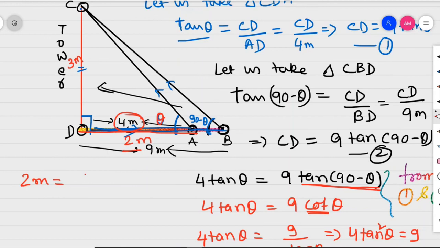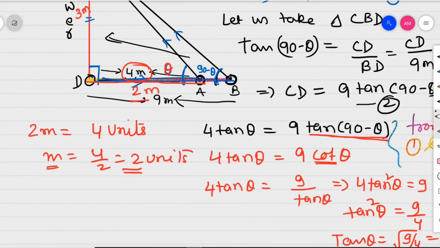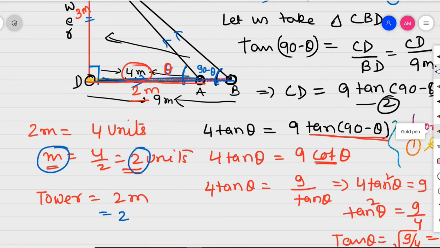2m is equal to 4 units. So m will be equal to how much? 4 by 2, that is 2 units. So this way you are getting the value of m. So what you can say? Tower is equal to 2m, and you have just taken out the value of m as 2 units. So that will become 2 into tower.